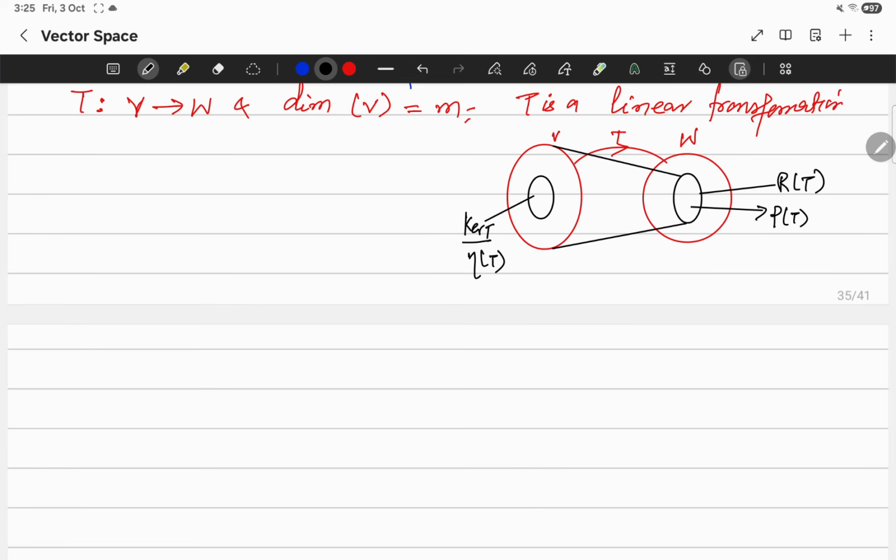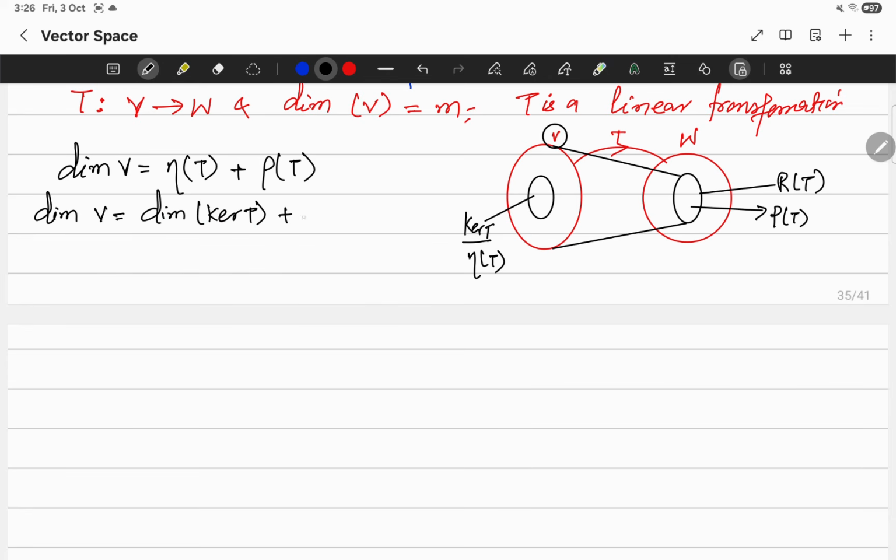So we have one theorem: the dimension of V, that is your domain, is equal to the nullity of T plus the rank of T. That is, the dimension of your domain is the dimension of the kernel of T plus the dimension of the range of T. This theorem is called the Rank-Nullity Theorem.